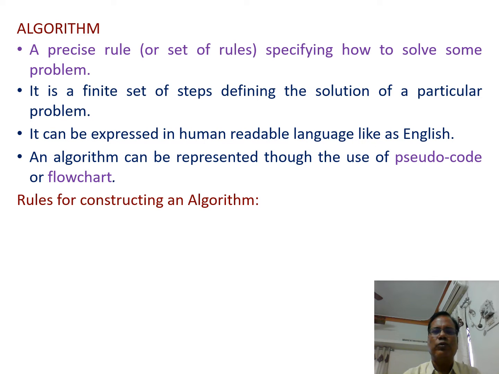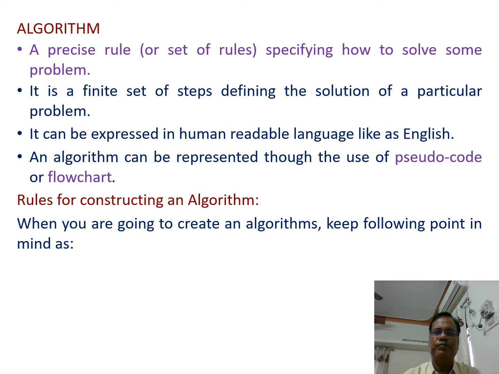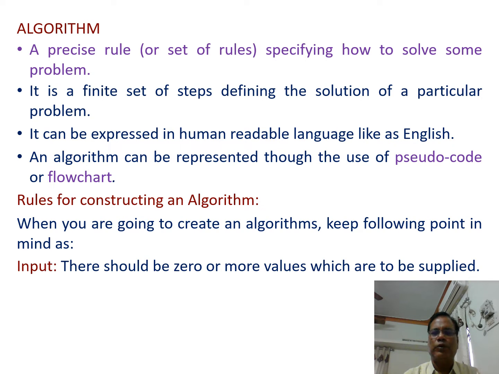Before going to pseudocode or flowchart to represent the algorithm, let us discuss some rules that we have to follow while constructing an algorithm. When you are going to create an algorithm, keep the following points in mind. Input: we always have to think about the input, whether we have to get some data in the program or not. So there should be zero or more values which are to be supplied. Output: at least one result is to be produced.